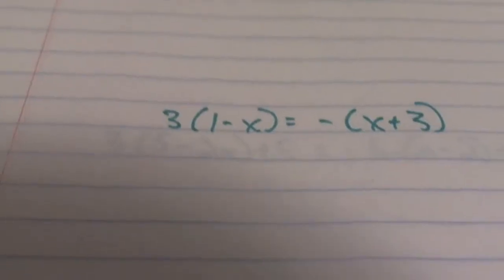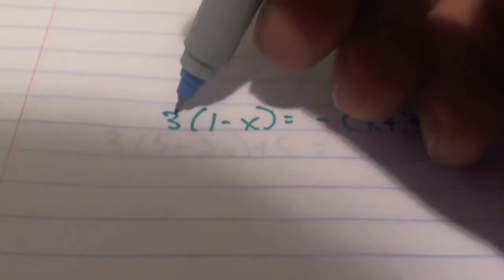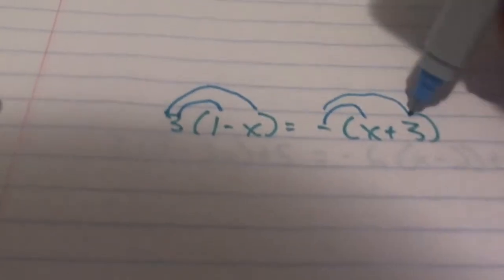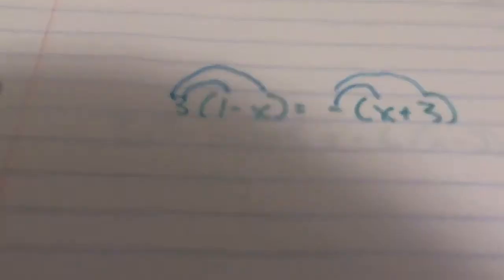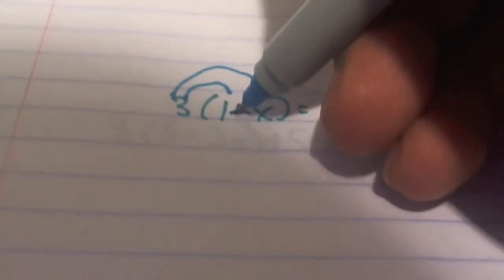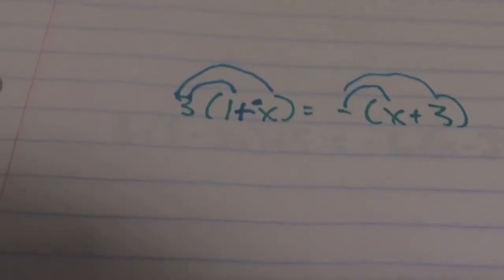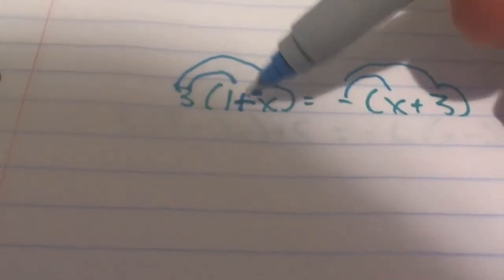So it's 3 times 1 minus x is equal to negative x plus 3. So the first thing we have to do is to distribute. So let's distribute. Remember, distribution means just to multiply. Okay. So like the way I taught you, change the minus sign to a plus, or like Mario Cruz says, change the sign, add a line. So we change the sign, we add a line.